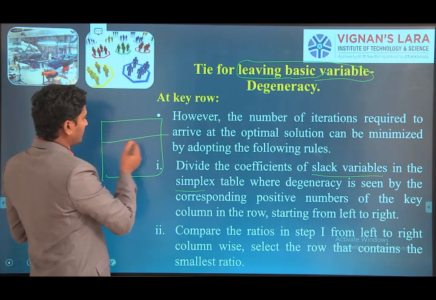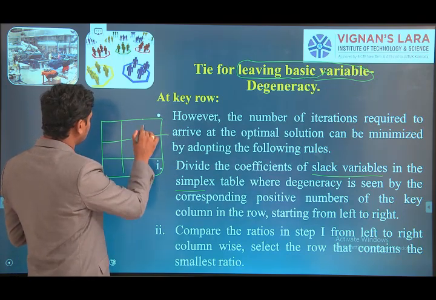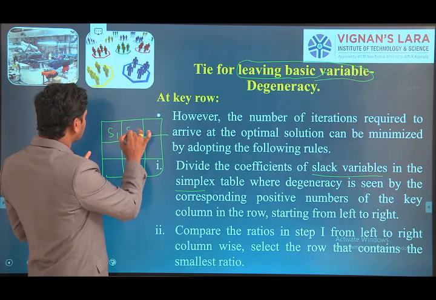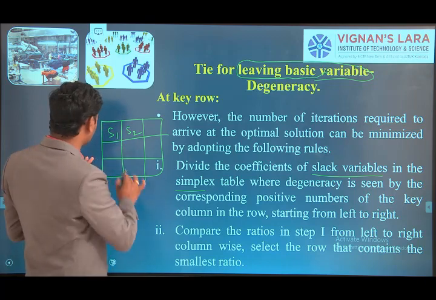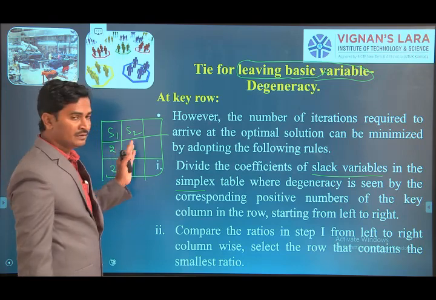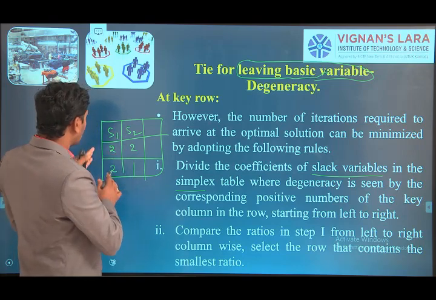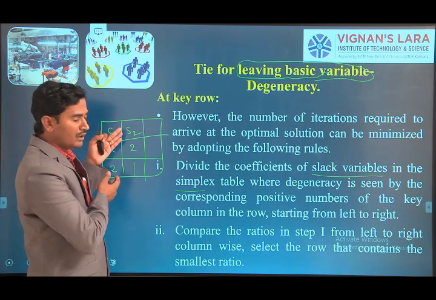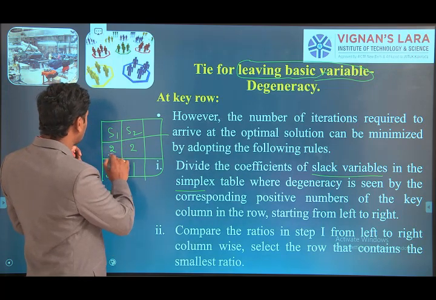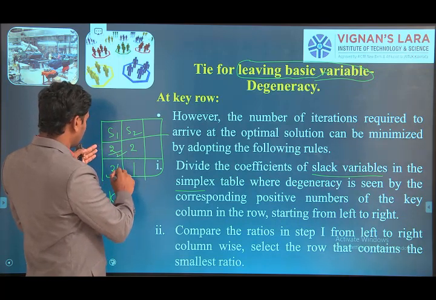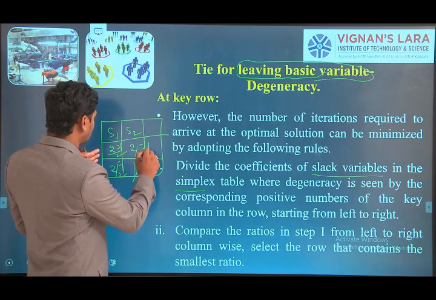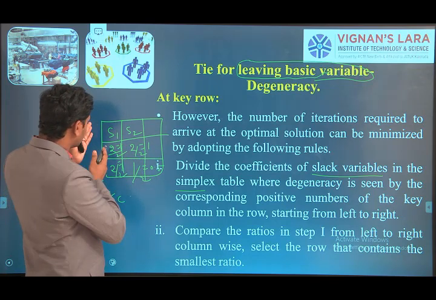If we have degeneracy, in our case we have 2 by 2. At that time, we take the slack variables, then we take the variable values. Suppose we have 2, 1 like this. From this, we take the key row, and first we take the key column value. Suppose the key column value is 2, we simply divide by these 2. Now we are going to identify the minimum value. Here we have 0.5, first going left to right.